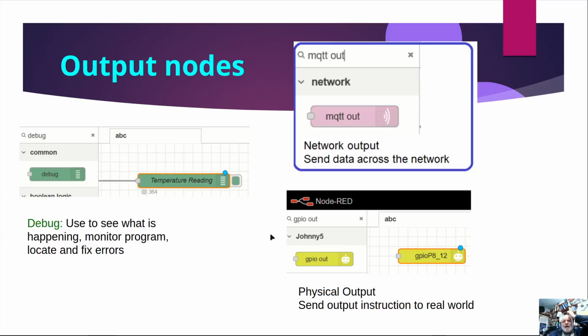We can also have outputs. So notice the output here, the data is coming into the output node, but then it's leaving our program and going out. So it could be going out to the network. The green ones here are actually going out to the debug screen. But the yellow ones down here are outputting to a GPIO on a Raspberry Pi or BeagleBone. And then this one here is sending an output out across the network.